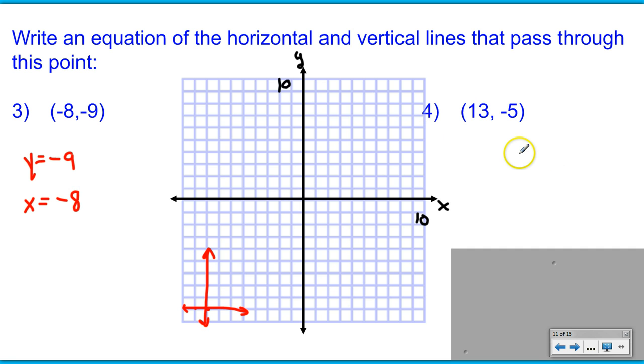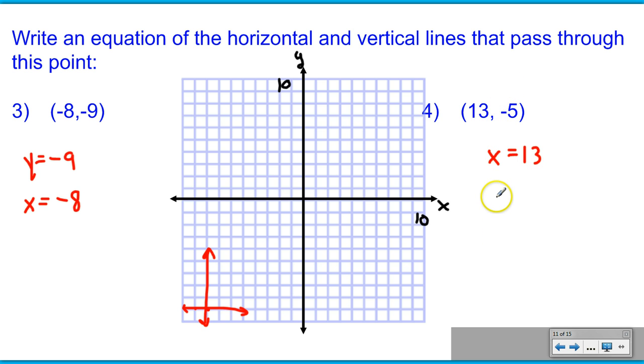Now see if you can do that. Can you write the equation of the horizontal and vertical lines that pass through this second point? Pause the video, come back, and share your answer. Okay, if you're back, let's write the vertical line this time. X's all would equal 13, right? And you'd have a vertical line at x equals 13, and y's for the horizontal line would all equal -5. So you can see, as long as you understand the concept, this is a simple task, writing an equation of horizontal and vertical lines.